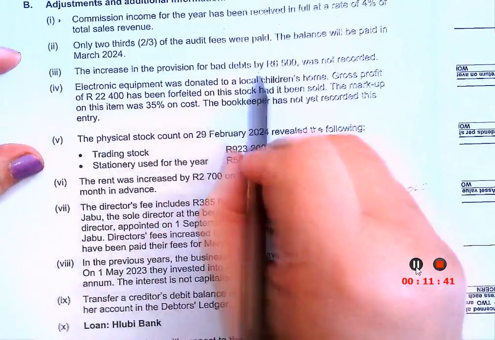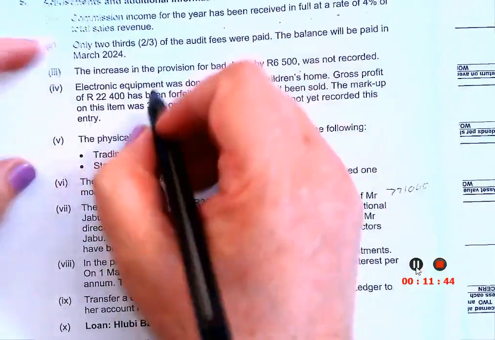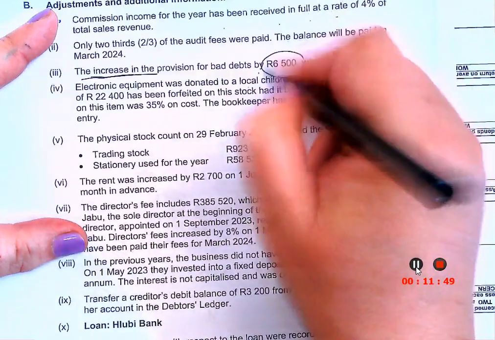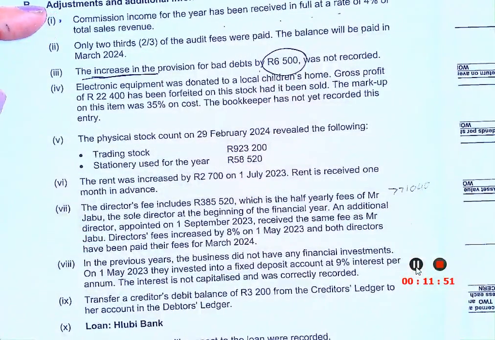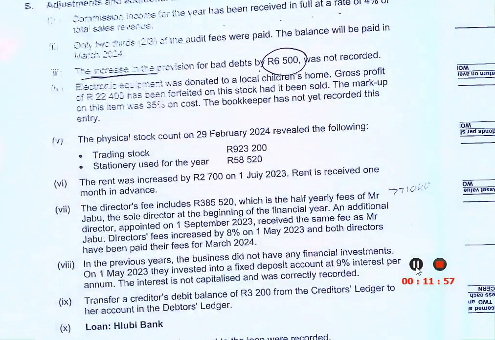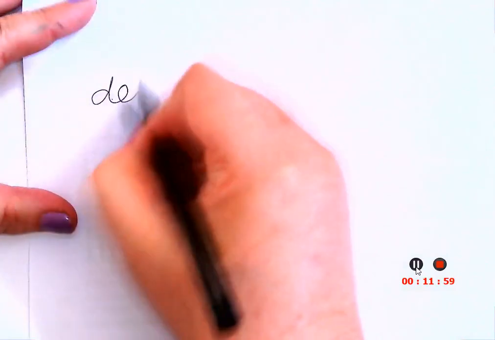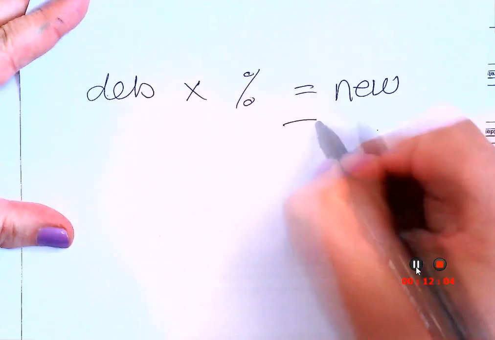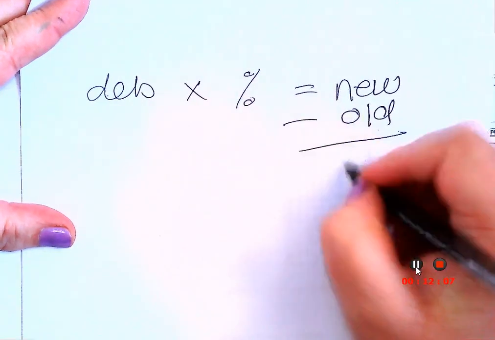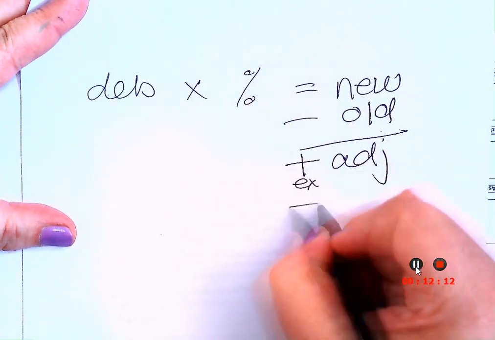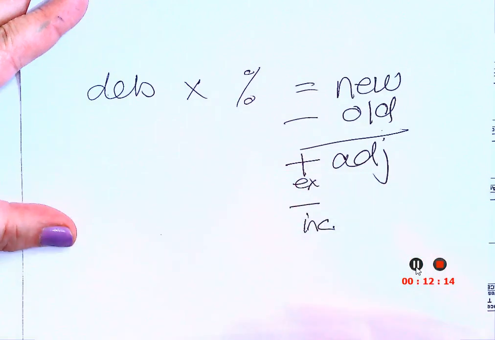They say, the increase in the provision for bad debts was not recorded. The increase, meaning they give you the adjustment. Remember, usually what happens is they will tell you, oh, this is your debtors. You calculate the percentage. It gives you the new provision. You subtract the old provision, and that gives you the adjustment. If I have to increase it, it's an expense. If I have to decrease it, it's an income. Remember, that's how we used to do it.